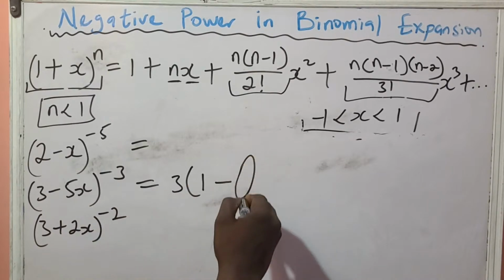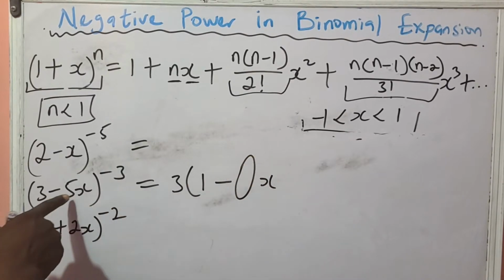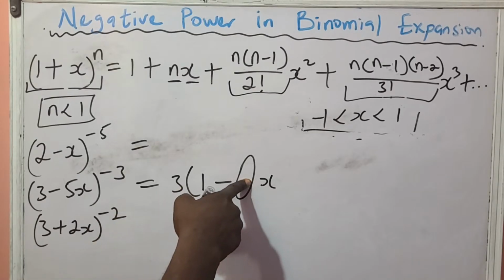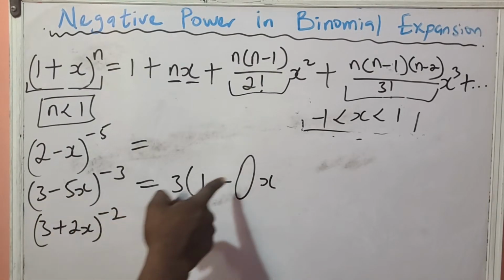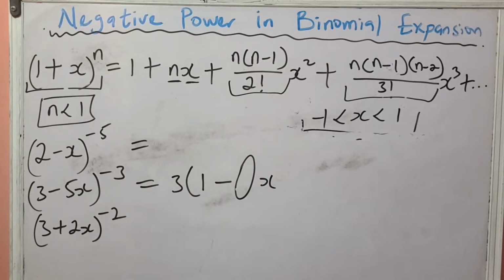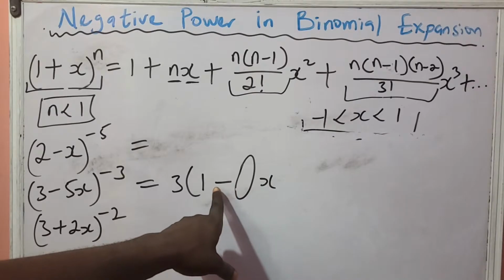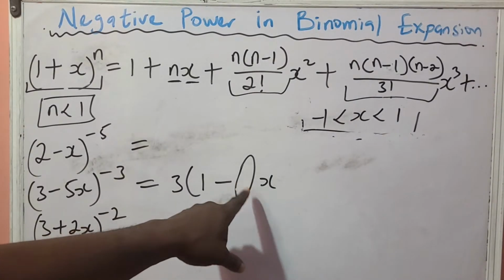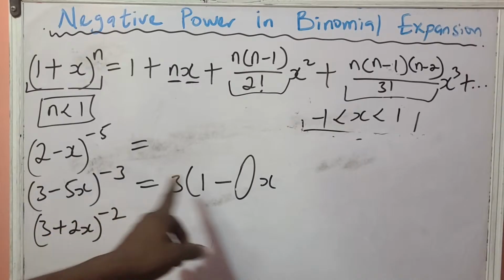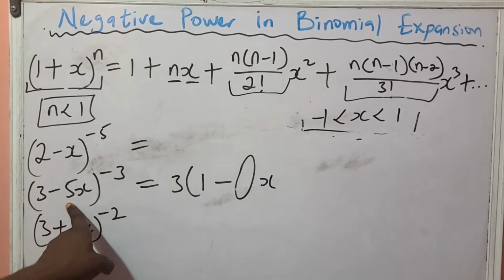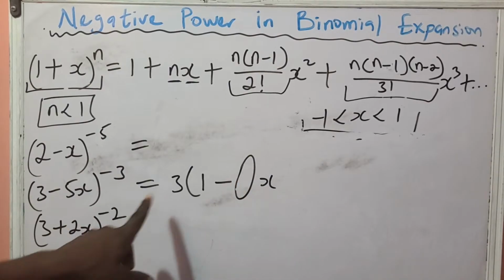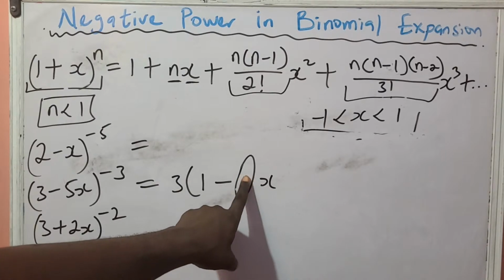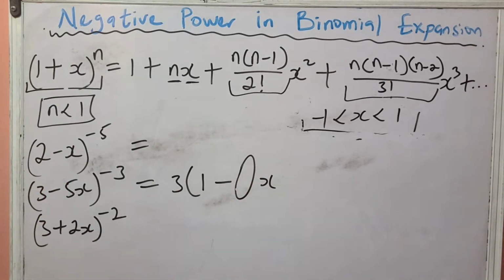3 times what will give me minus 5? Or let me say 3 times minus what, because in this case you can say it in different ways: 3 times this gives me 5, or 3 times minus this gives me minus 5, anyhow you want to say it. So what do you multiply 3 with that will produce 5?